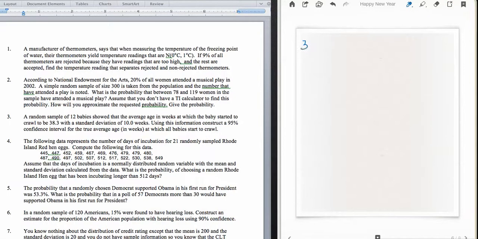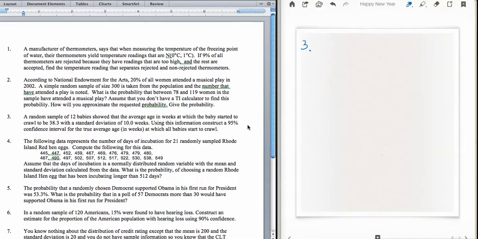So in problem number 3, let's read it. A random sample of 12 babies showed that an average age in weeks at which the baby started to crawl to be 38.3 with a standard deviation of 10 weeks. Using this information, construct a 95% confidence interval for the true average age in weeks at which all babies start to crawl.